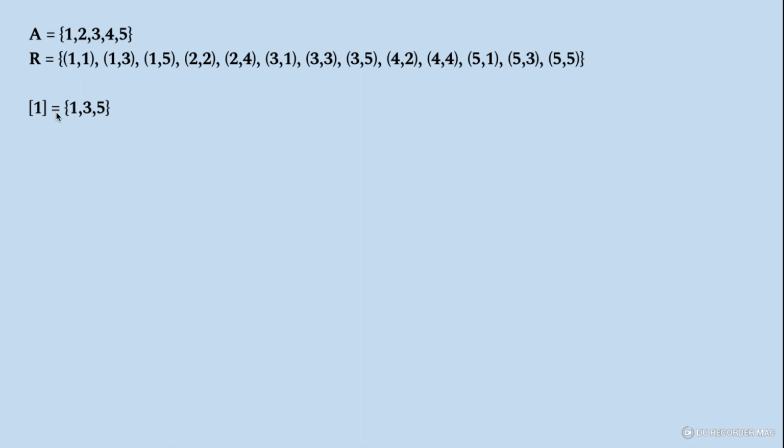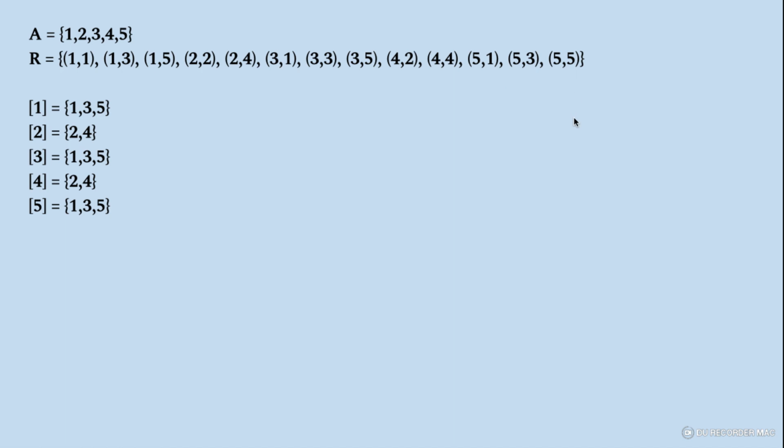Now what is the equivalence class of 2? The equivalence class of 2 will be those elements that are related to 2. So you have 2 here, then 4 here. So 2 comma 4 is the equivalence class of 2. The equivalence class of 3 is going to be 1, 3 and 5. Done, right? For 4, the equivalence class of 4 is going to be 2 comma 4. The equivalence class of 5 is 1, 3 and 5.